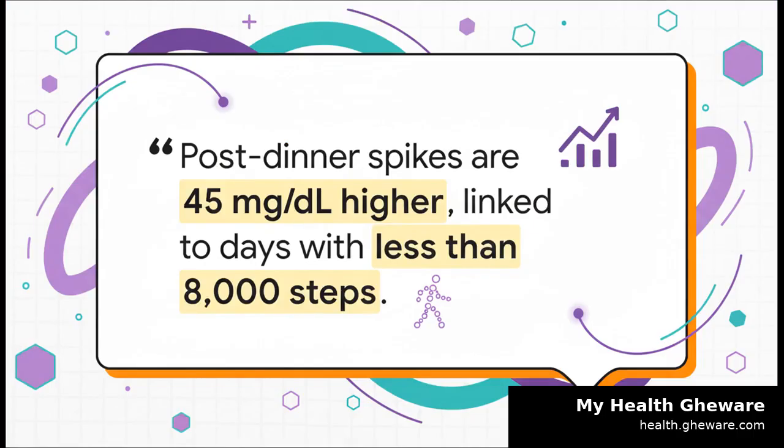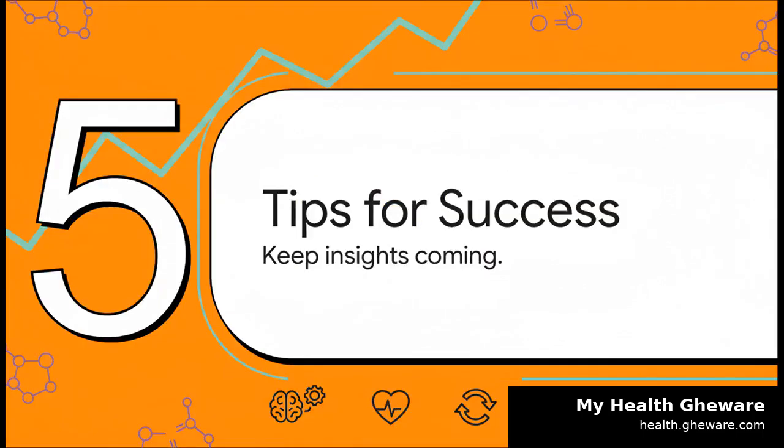It's not just going to say you spiked after dinner. It's going to say, hey, your post-dinner spikes are, on average, 45 points higher than your other meals. And we've noticed this is linked to days where you walked less than 8,000 steps. See? Now that is something you can actually work with. That's the power we're talking about. So, you've run your first analysis. That is awesome, but we're not done yet.